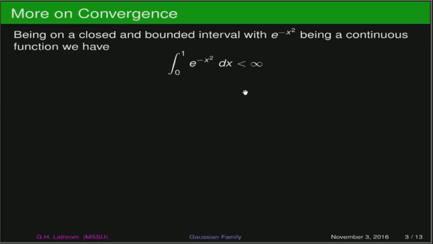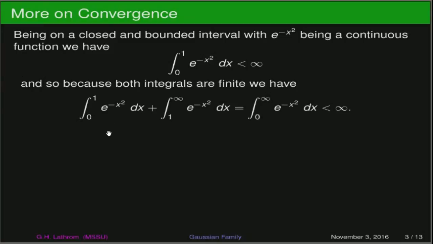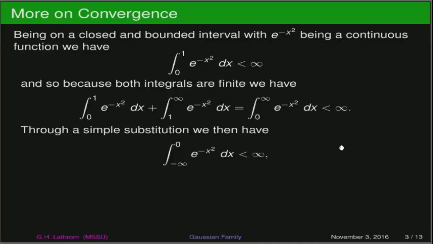And because we have shown that both of the integrals are finite, from 0 to 1 and then from 1 to infinity, therefore the integral from 0 to infinity of e to the minus x squared dx is also finite. And it's symmetric around the origin, so just doing a simple substitution, we've got the integral from minus infinity to 0 of e to the negative x squared dx is also finite.